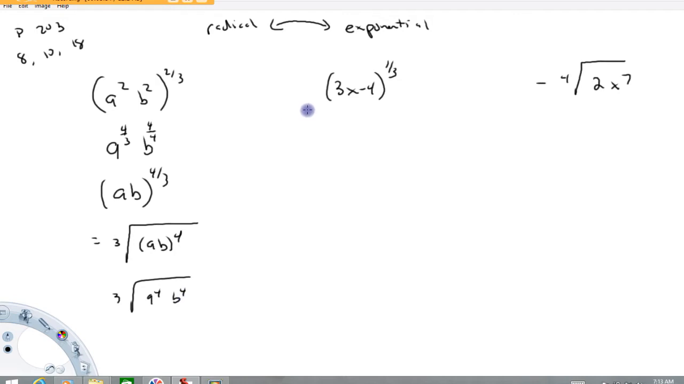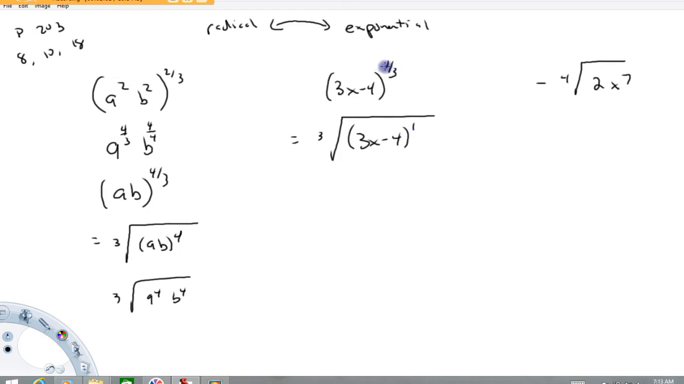All right, let's take a look at this guy here. This one's number 10 on page 203. The 1 here means that the 3x minus 4 is raised to the first power. The 3 in the bottom means cubed root. So this is equal to the cubed root of 3x minus 4 to the first power. Now, you don't necessarily need to write that first power. I went ahead and did just to show that's what that 1 means.